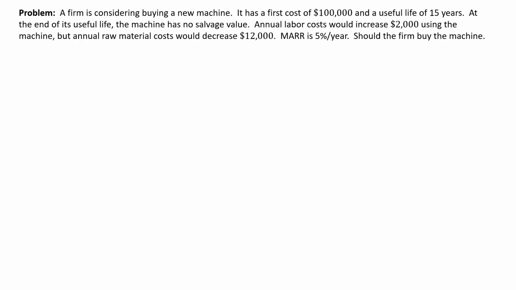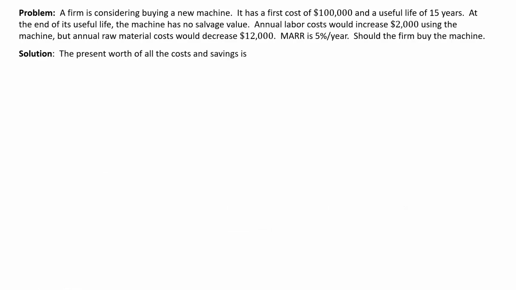Next, a firm is considering buying a new machine. It has a first cost of $100,000 and a useful life of 15 years. At the end of its useful life, the machine has no salvage value. Annual labor costs would increase $2,000 using the machine, but annual raw material costs would decrease $12,000. Minimum attractive rate of return is 5% per year.